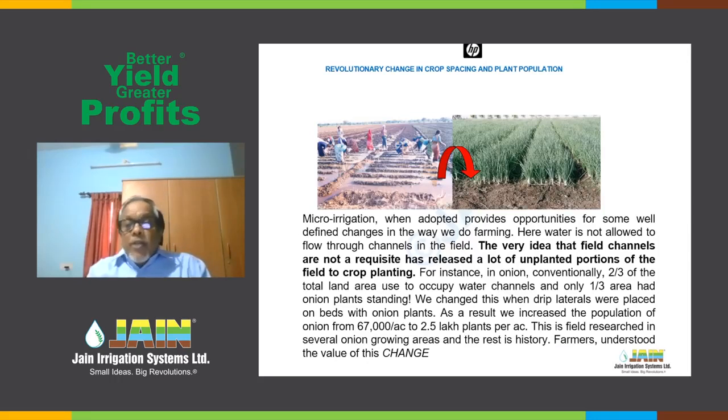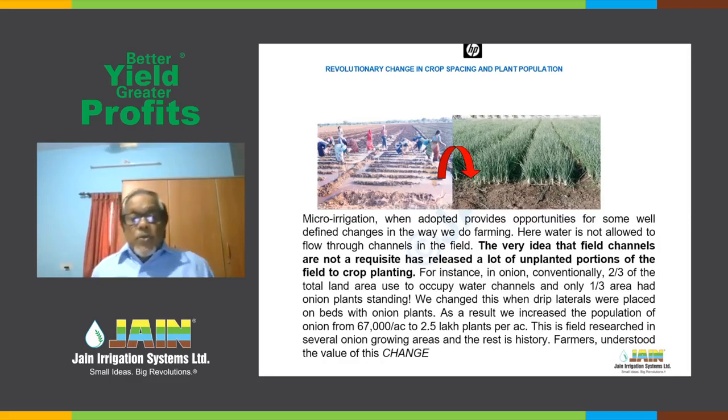For instance, conventionally 2/3 of the total land area will, and we measured actually, 2/3 of the land area will occupy water channels, and only 1/3 area will have onion plants standing. You see? As a result, we increased the population of onion from 67,000 per acre to 2.5 lakh plants per acre. So you get more yield, obviously, and better use of the land, and long-term sustainability of the land. You are not flowing water and then creating all excess water related issues. And the farmer will get more income. He's happy about that. This is a field research in several onion growing areas, and the rest is history.